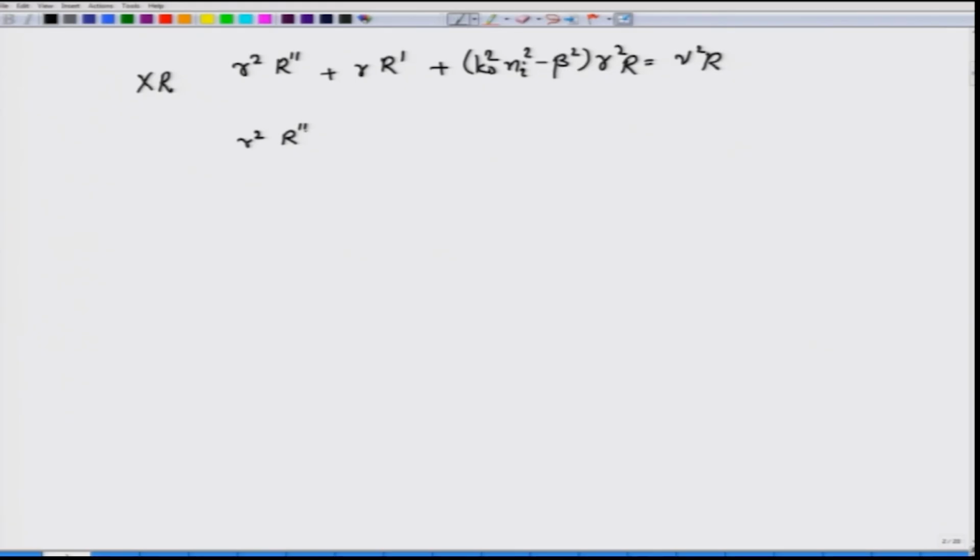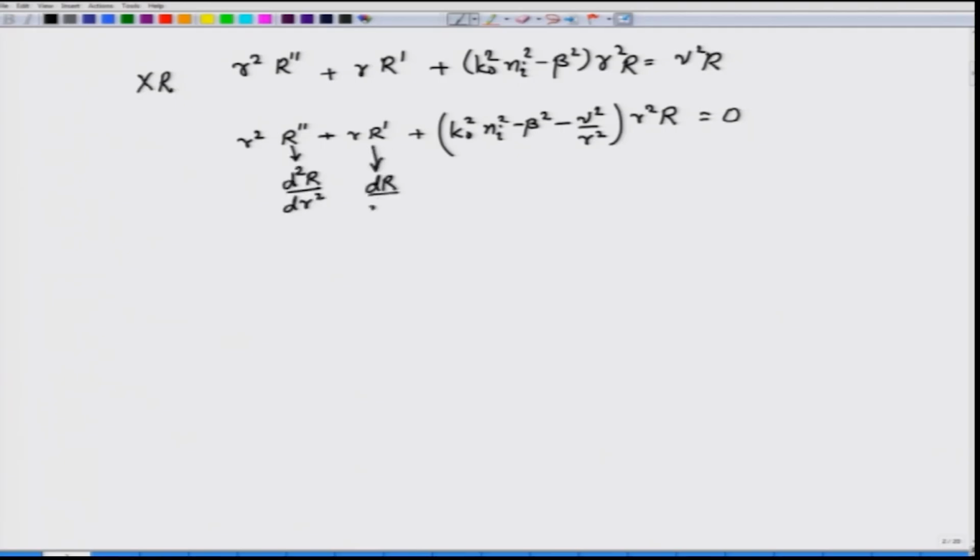So, now I have r square r double prime plus r prime plus k 0 square n I square minus beta square minus nu square by r square times r square capital R equals 0, and r double prime is basically d square R by d r square and r prime is d capital R by d r. So, this is the equation that I now have, which we need to now solve, right.